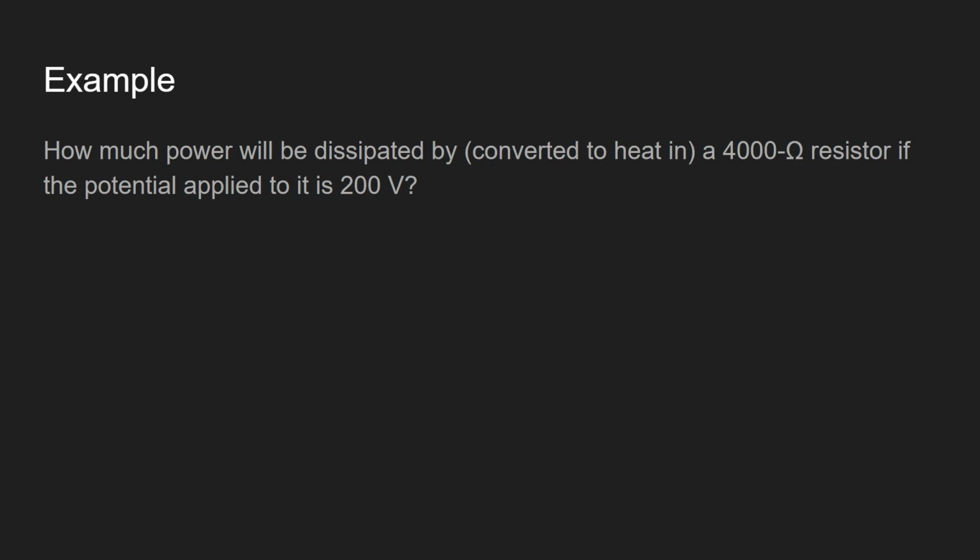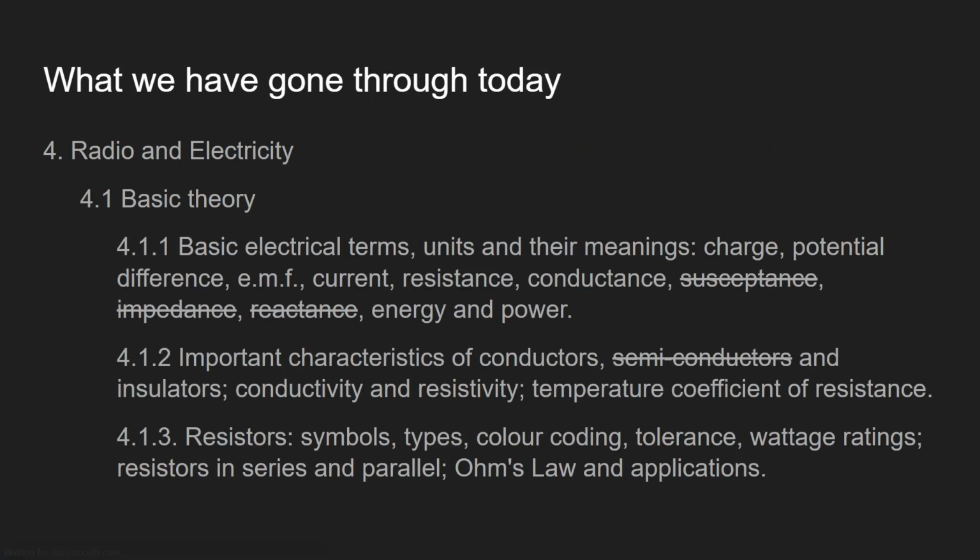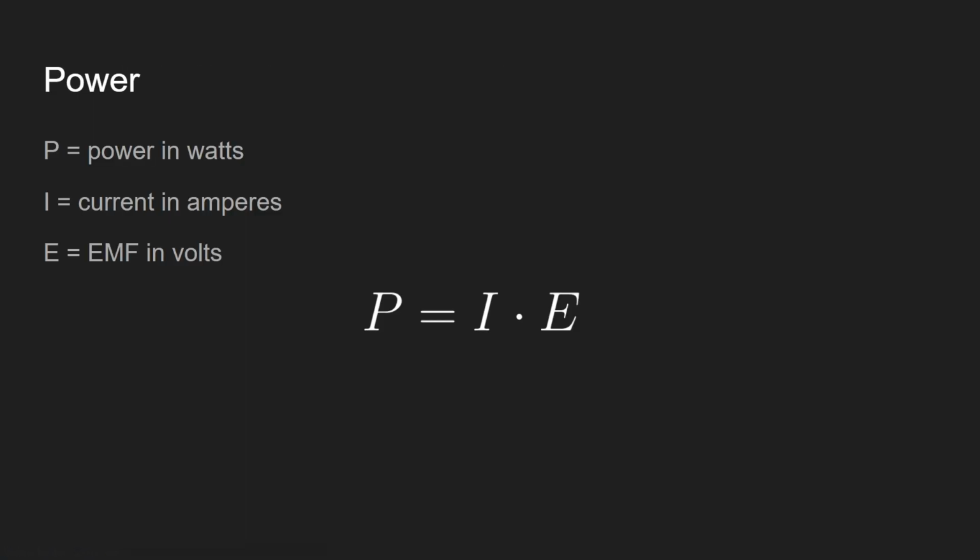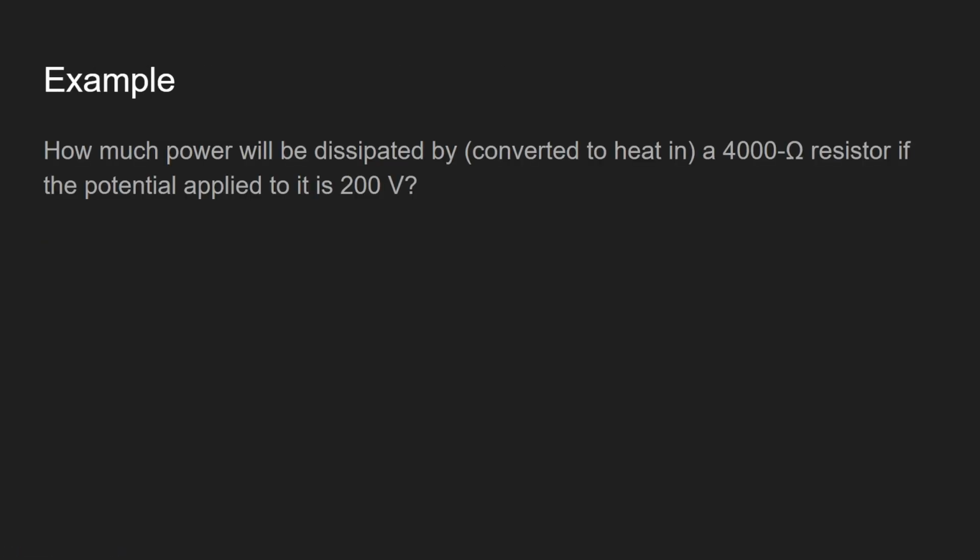For example, how much power will be dissipated in a 4000 ohm resistance if the potential applied is 200 volts? So how to calculate it? As we just talked about, P equals to what? P equals IV. We don't have the current here, so we have to use Ohm's law to find out the current first.